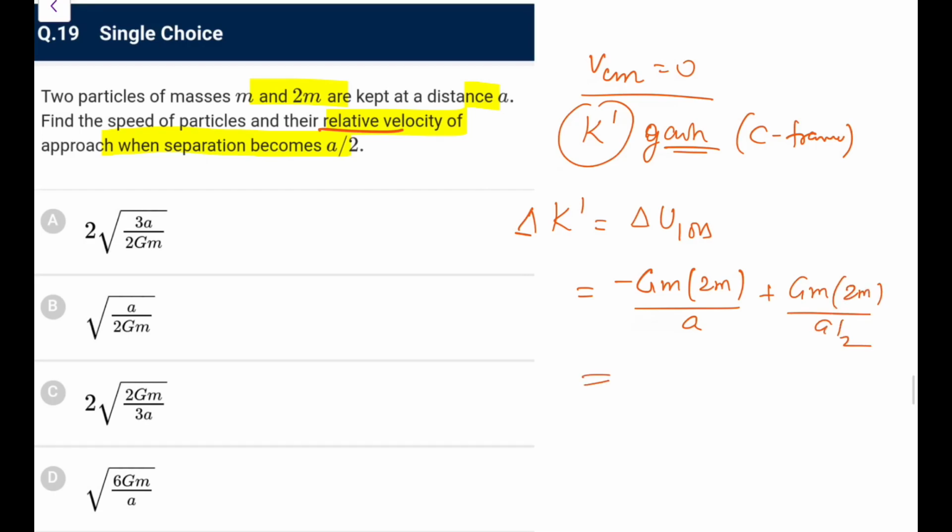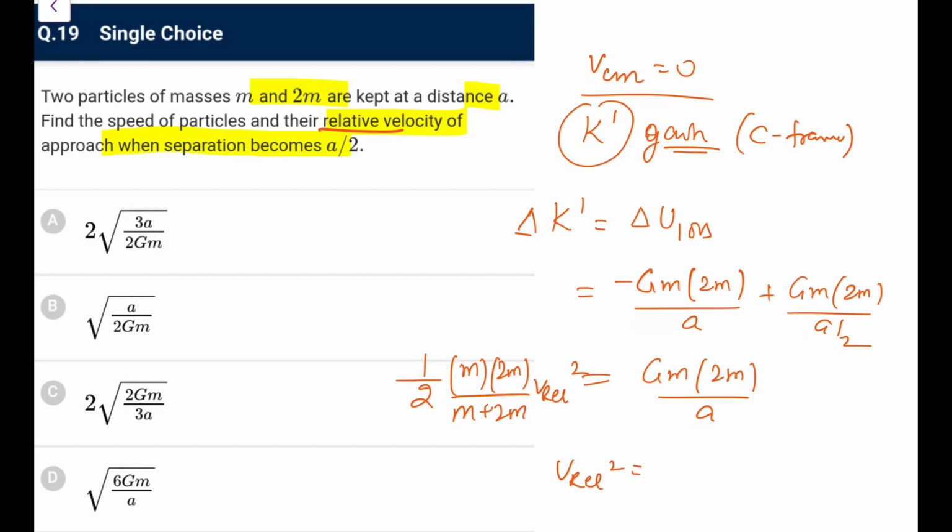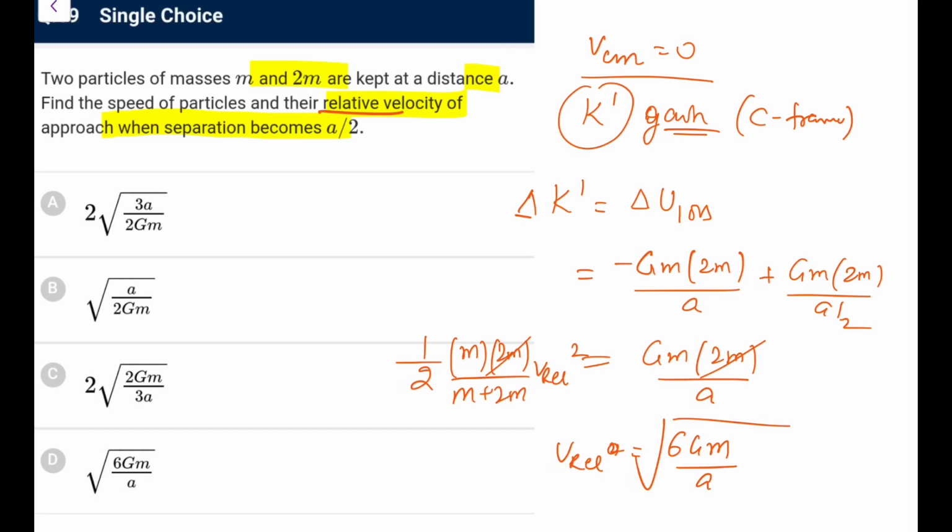So it comes out, if you solve it, as GM 2M by a positive, and K dash would be half mu. Mu you know is M into 2M upon M plus 2M, into V relative square. So I can directly go for V relative. This M will go from here, and this 2M I'm cancelling from here, so it would be 1 by 3, 1 by 2, 1 by 6. So it is 6 GM by a. V relative I can get as root 6 GM by a. So that is going to be the answer, that is option D.